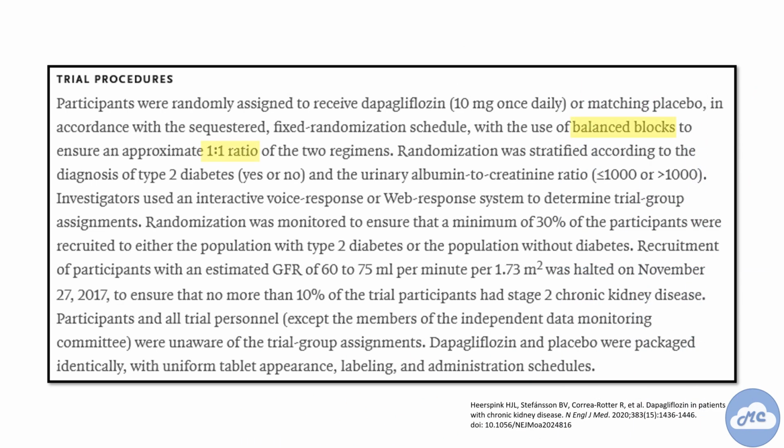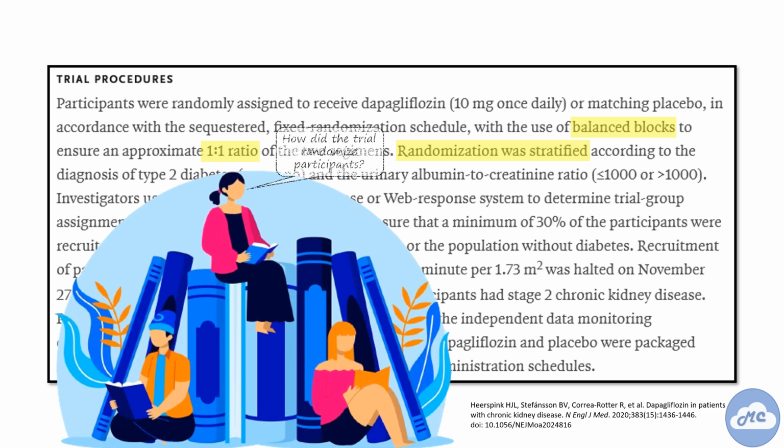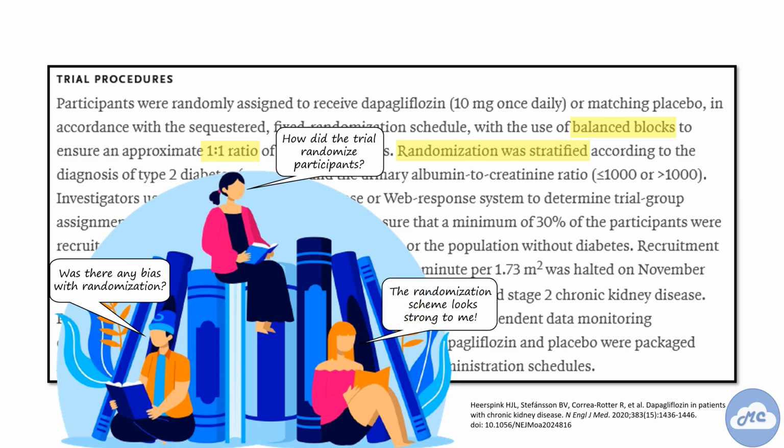Oftentimes, a clinical trial will combine randomization strategies, as was done here in this trial published in the New England Journal of Medicine. It is our job as the reader to determine how randomization was accomplished and if there is a potential for bias with the randomization scheme.